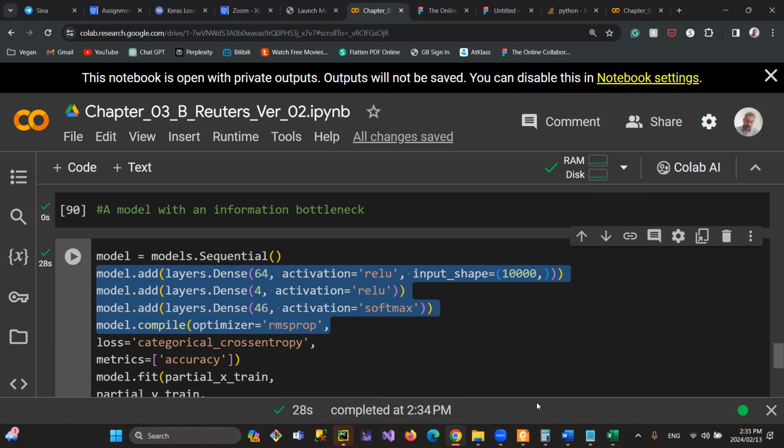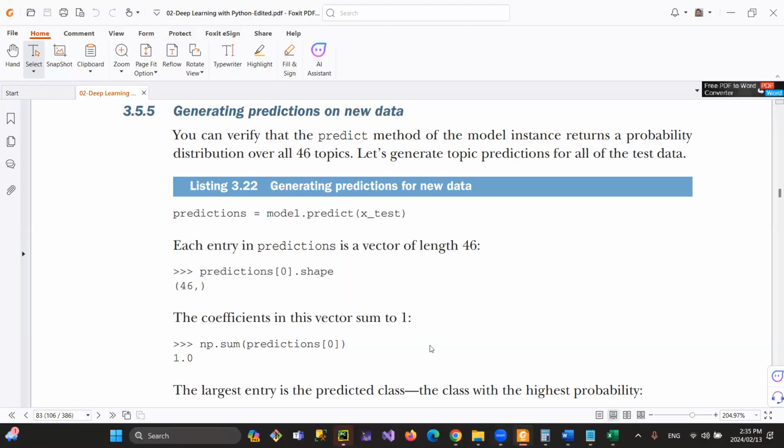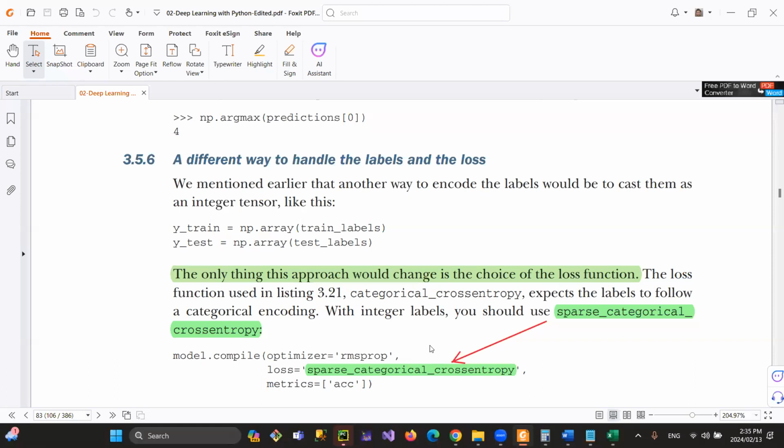It was 64 before, now it is 4. And it is too small compared to this one. Definitely you are going to lose some data that you cannot retrieve in future layers, in layers that come after this. Look at the thing that Buck said. It says that the only thing this approach would change is the choice of the loss function. If the outputs are integer numbers rather than one-hot encoded or categorical, you have to use sparse categorical. That is something that Lucas said last week.